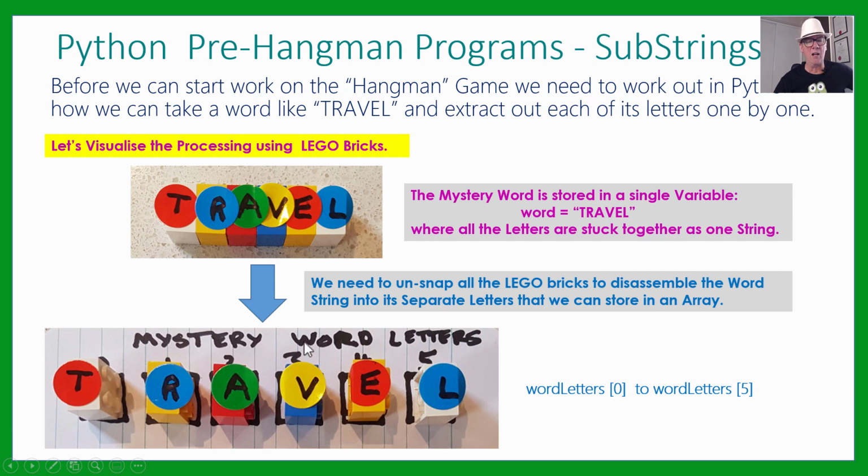Okay, so we set up an array called word letters. So this is the variable word, but we need to be able to break out all of the letters and put them in separate array memory boxes, okay, that are numbered 0, 1, 2, 3, 4, 5. And if you've seen our previous arrays lesson, this will make all sense. If it's not making sense, you need to go back and watch that lesson. So these letters are now stored in word letters 0 to word letters 5, okay?